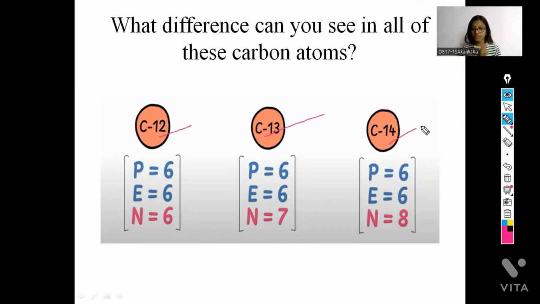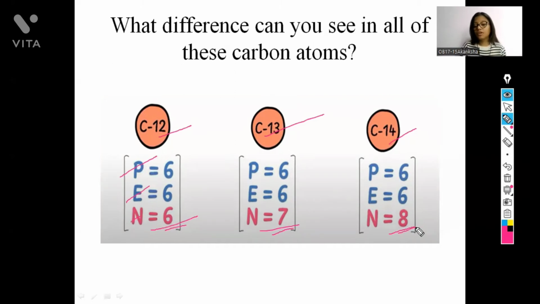If we see these are the protons, electrons and neutrons, right? If we talk about the differences, they all have different numbers of neutrons in these atoms. For C12 there are 6 neutrons, for C13 there are 7 neutrons, and for C14 they have 8 neutrons.